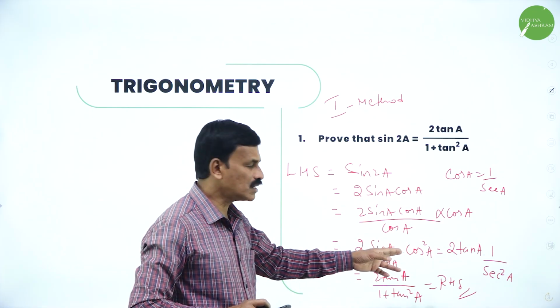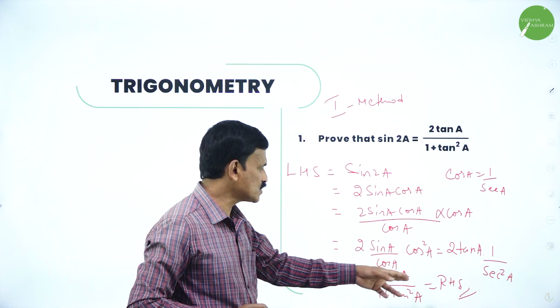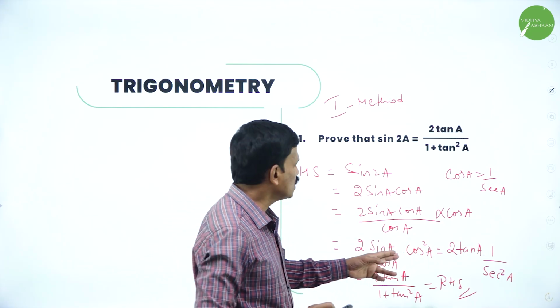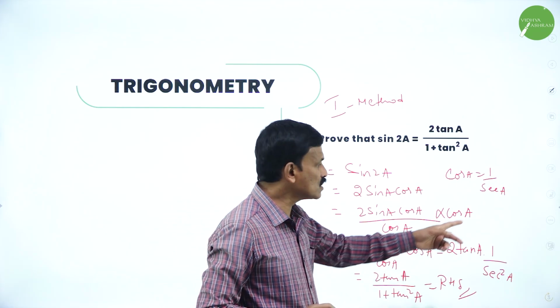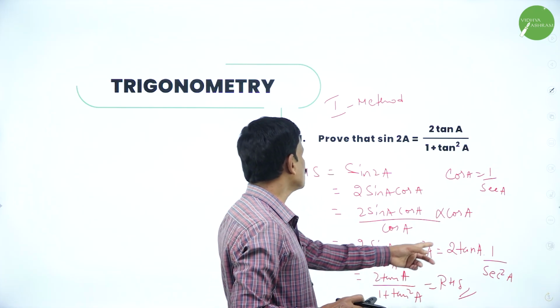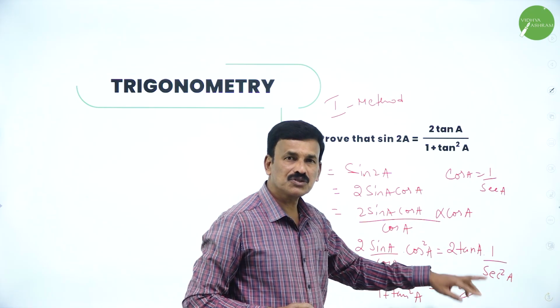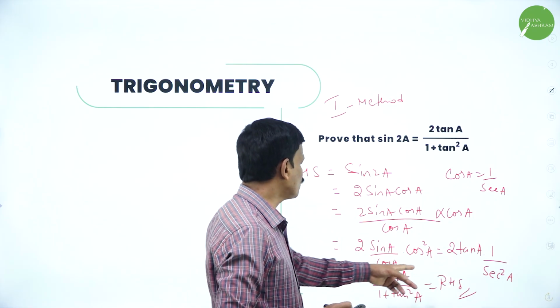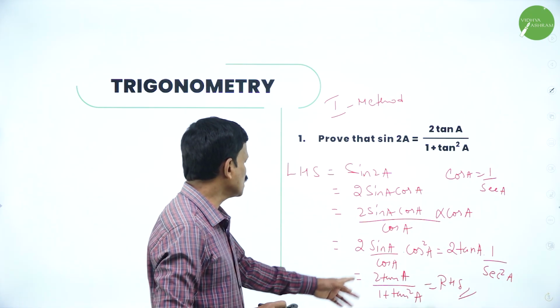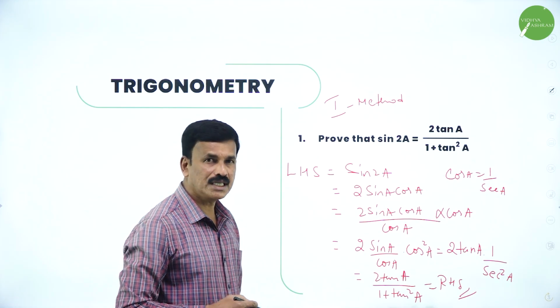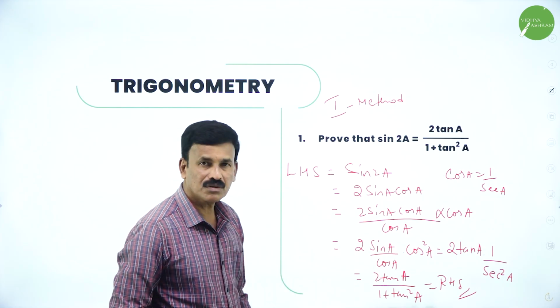Cos square reciprocal is 1 by cos square, which is secant square, or cos square is also equal to 1 by secant square. So this becomes 1 over secant square a. Using the identity 1 plus tan square is equal to secant square, the secant square can be written as 1 plus tan square. So 2 tan a divided by 1 plus tan square a, which is the required RHS.